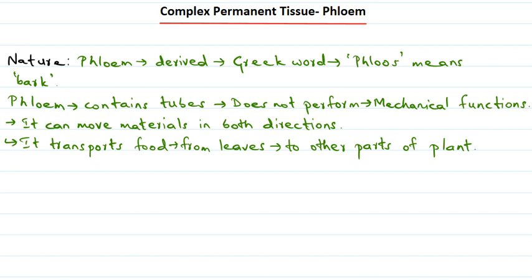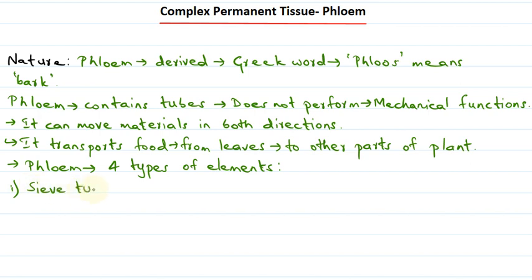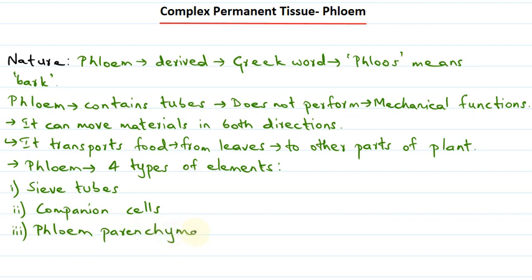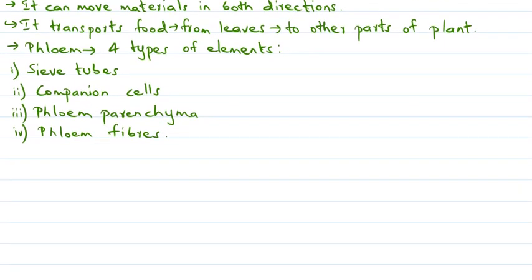Now, this phloem is made of 4 types of elements. What are these 4 types of elements? One is the sieve tubes. Then there are companion cells. Then there is phloem parenchyma. And the 4th element is the phloem fibers. These are the 4 types of elements that make the phloem tissue.